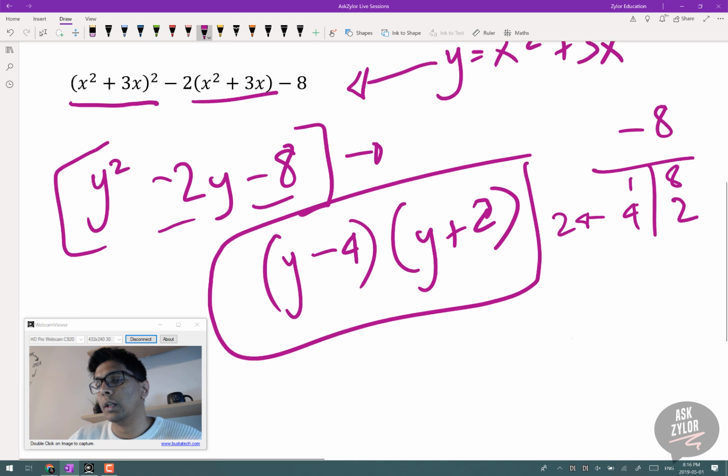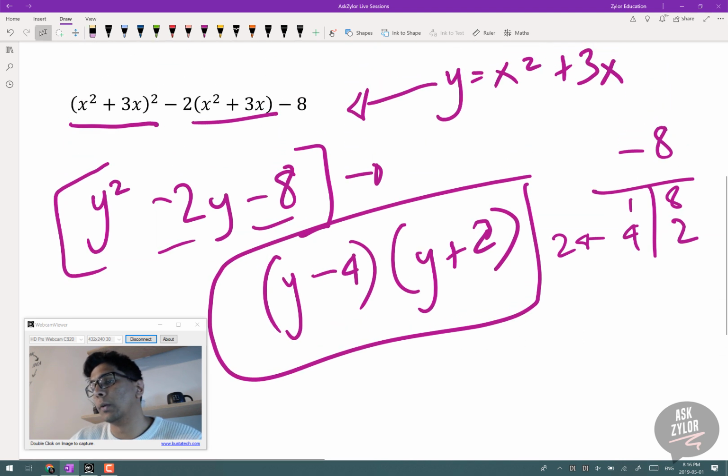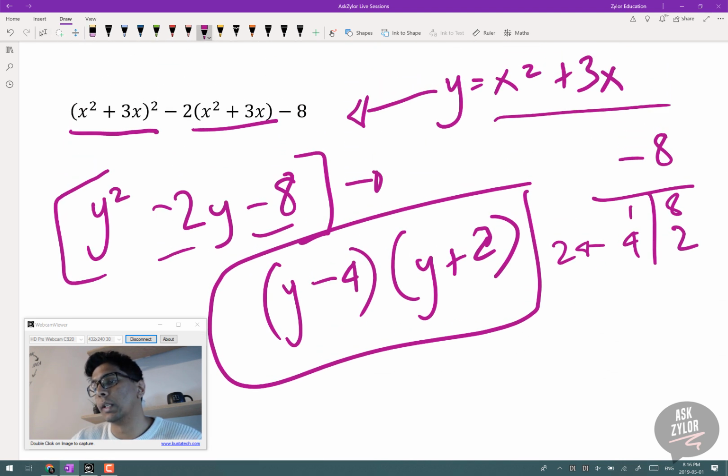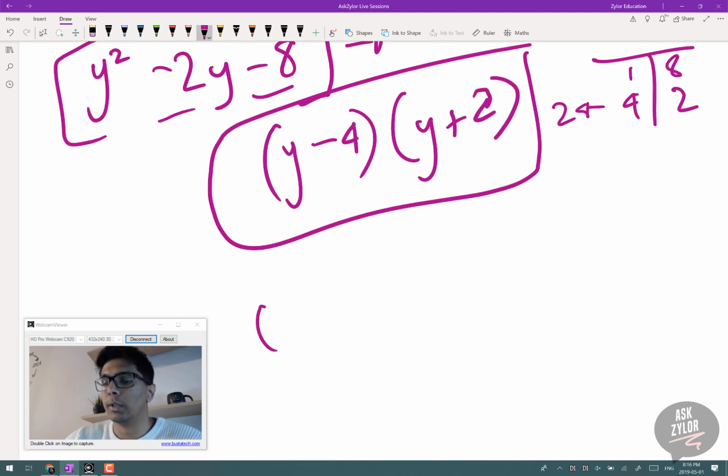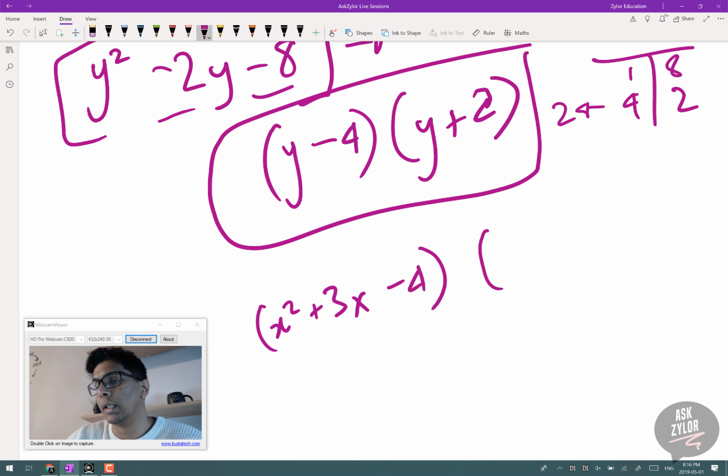So once I'm done, what I can do is replace my y's with what I had initially, which was the x squared plus 3x. So I'm going to replace each of the y's with x squared plus 3x minus 4, and then x squared plus 3x plus 2.